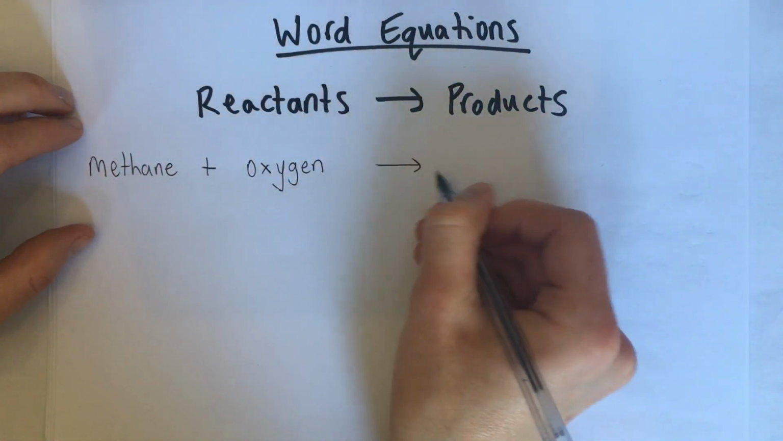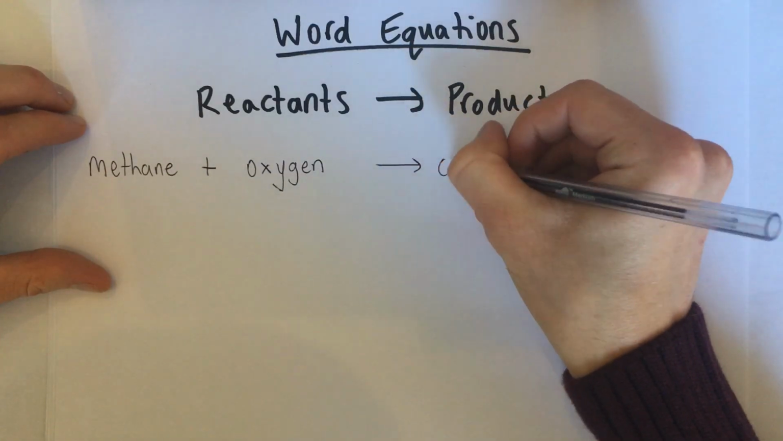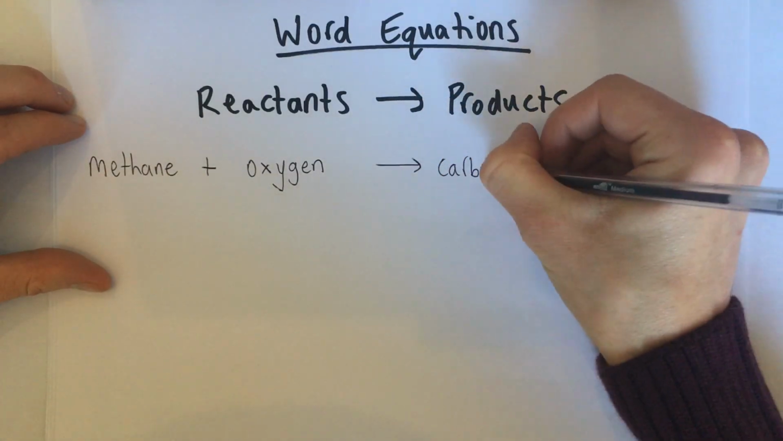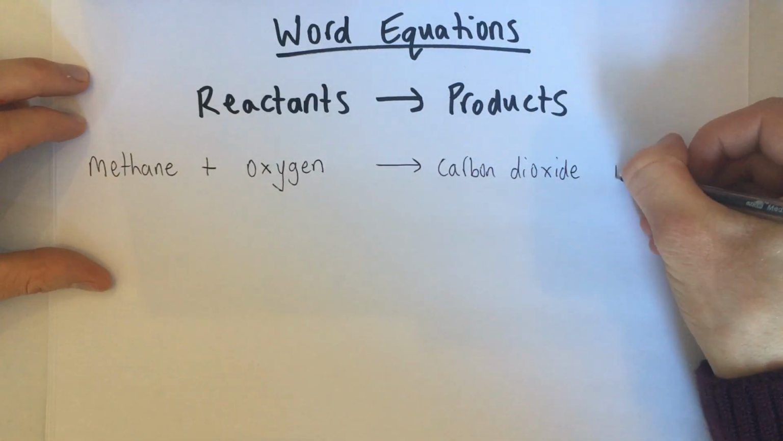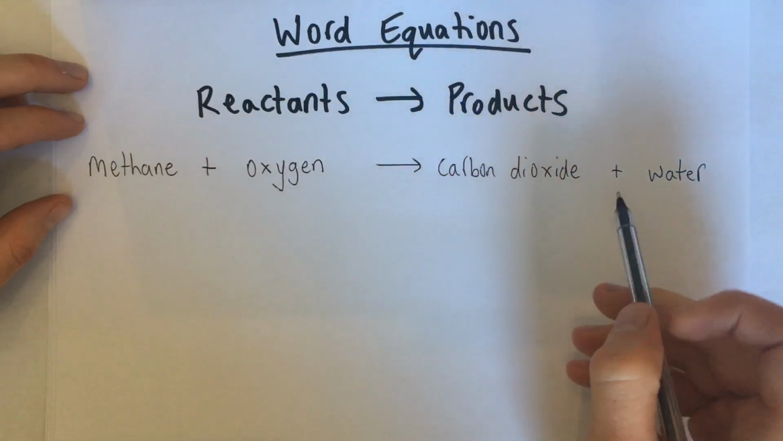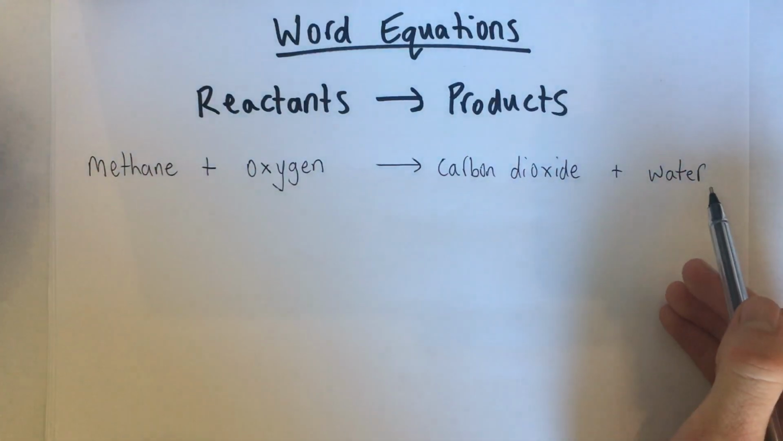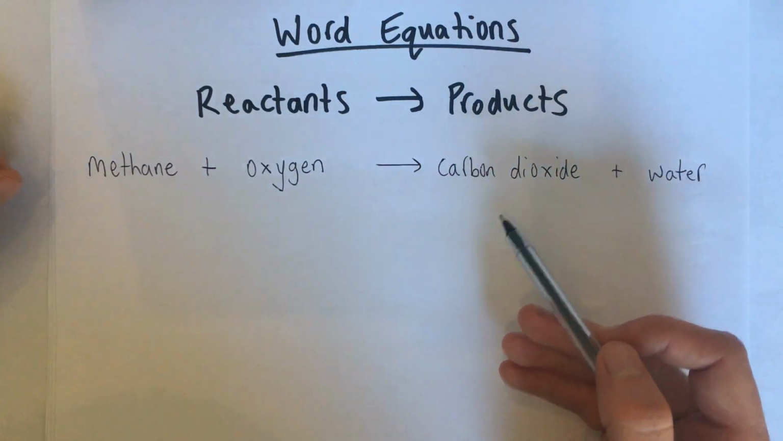Then I put my arrow to show that it's going to make something, and this reaction makes carbon dioxide and water. You don't see water pouring out of a Bunsen burner because the water it makes is steam, it's a gas because it's really hot. This reaction gives off a lot of energy, that's why you see that flame.